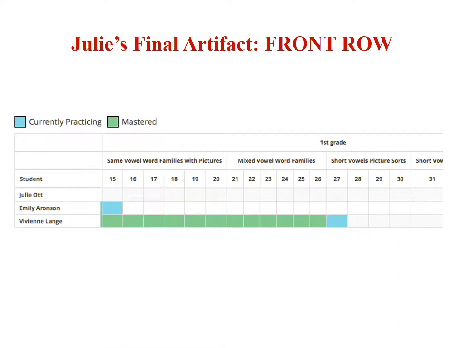This is Julie's final artifact on the web-based program called Front Row. After students take a pretest, they are given activities based on their reading level. It is an adaptive software, and what you see is the data the program gives the teacher after an assessment. Front Row also has a word study component to it.